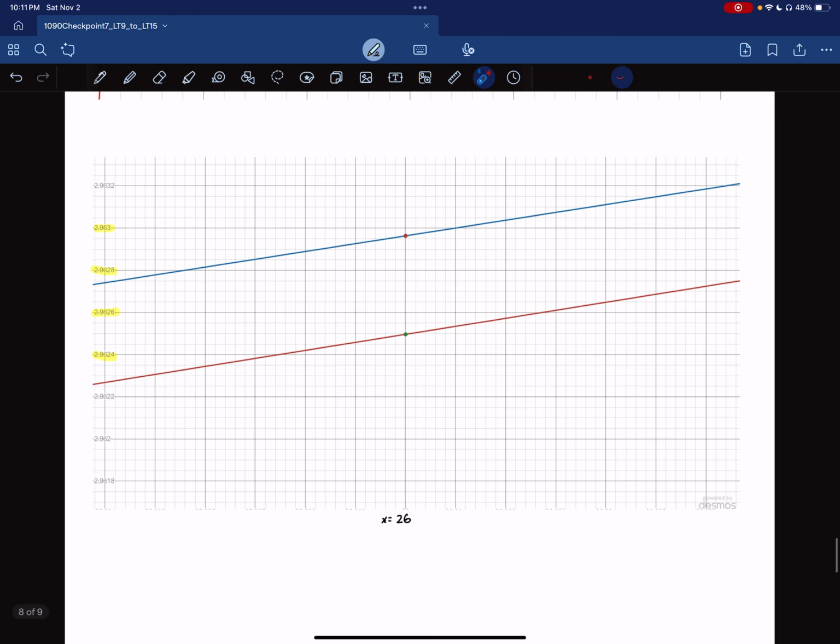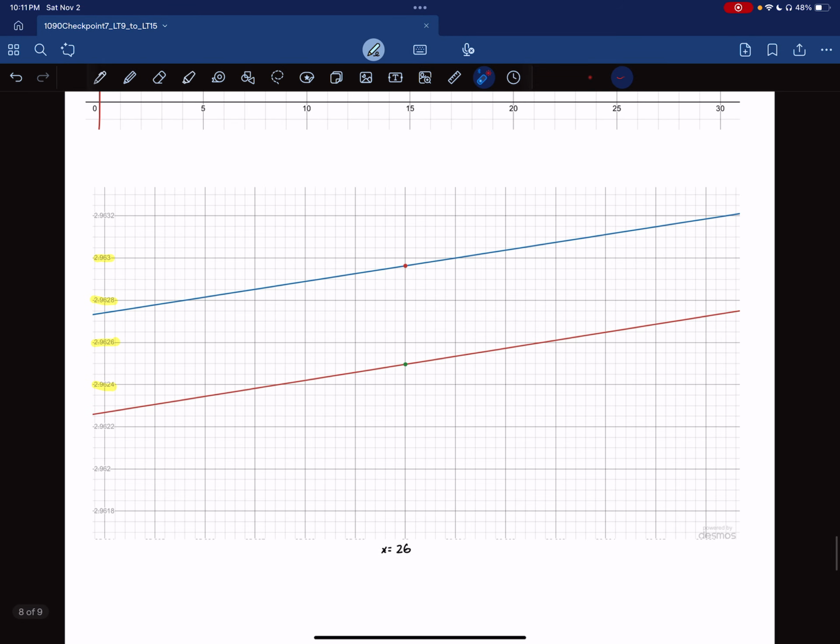I scroll down here, and here it is super zoomed in. Just notice these values right here for y. Just very small differences between them. Yet these points, they're still really close with their respective y values. That just shows how good of an approximation this is.